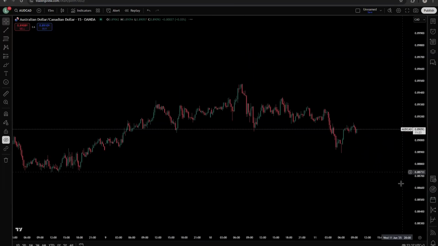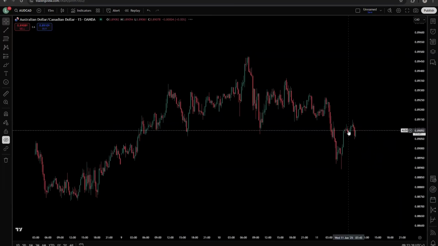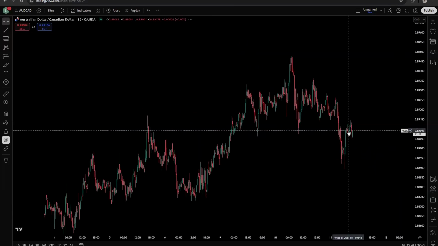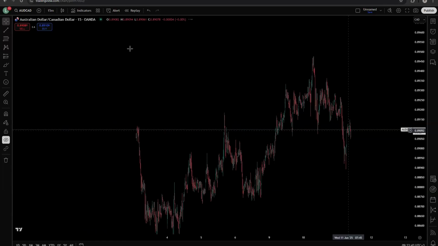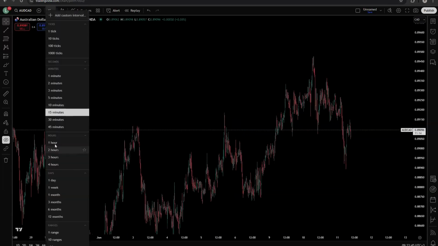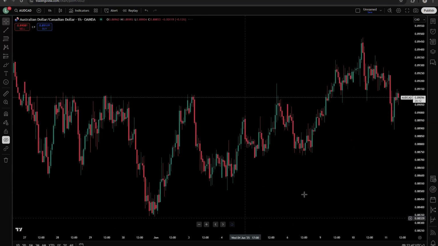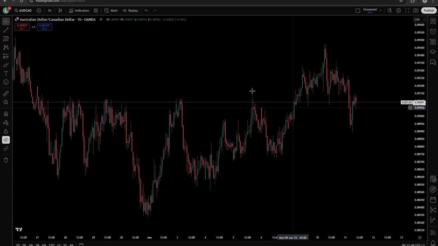Okay, so Aussie CAD is coming from this area. Oh, that's a 15-minute. Let me put it into a 1 hour. It's coming back from this breakout up. So a lot of people are thinking, okay, that's going to go up, because we have the resistance that was a resistance, now it's a support. It touched it 1, 2, 3, broke it, and now it's pulling back up.